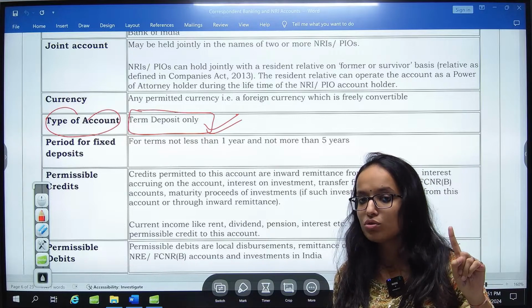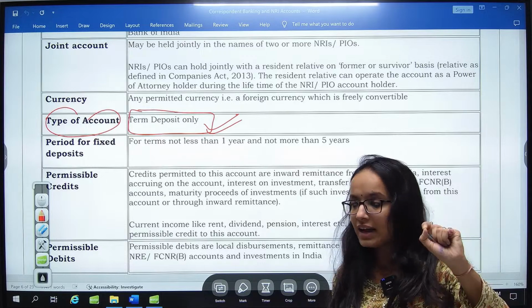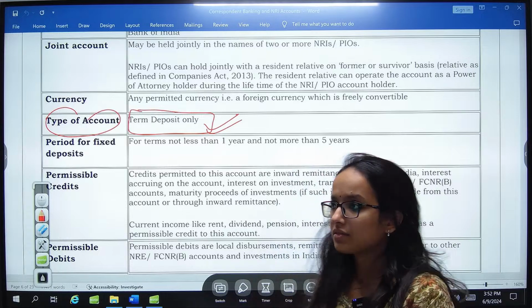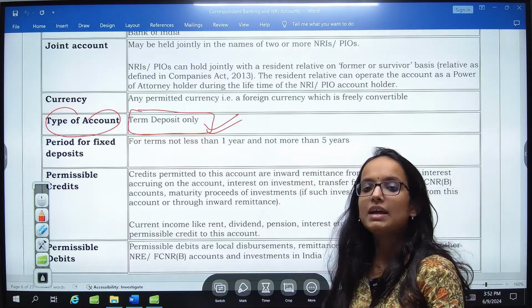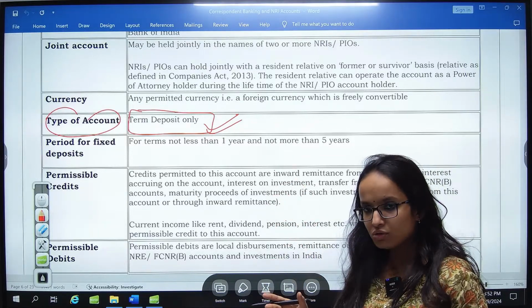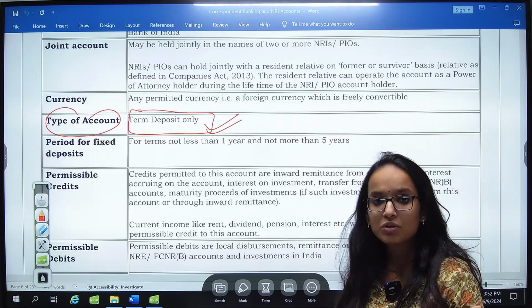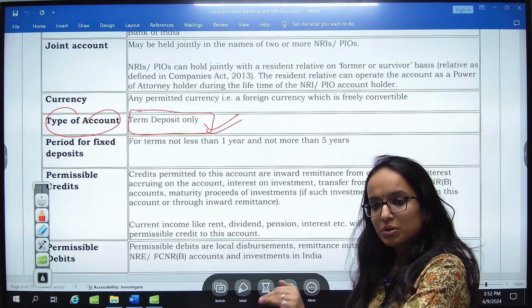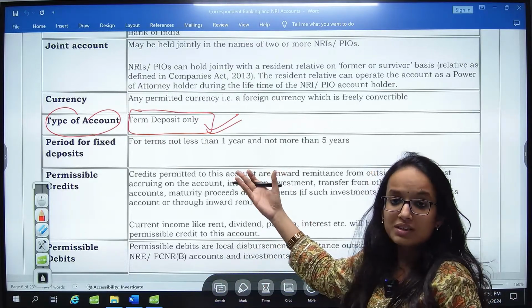In NRE account, you could have saving account, current account, fixed deposit, right? So that NRE account can be a saving account, a current account, a fixed deposit. But here we are talking about FCNRB account. FCNRB account can only be held as a term deposit. Do you understand what is a term deposit? Term deposits are those deposits in which you cannot withdraw very frequently or on your demand, like your fixed deposits. They have a fixed term, a fixed lock-in period that you have to keep the money deposited till this time. So there is a time period given, therefore they are called term deposits.